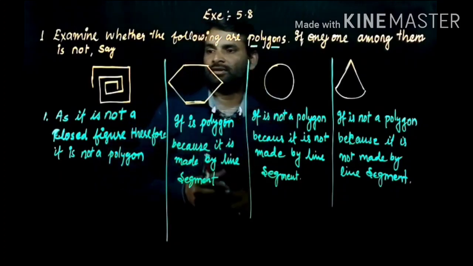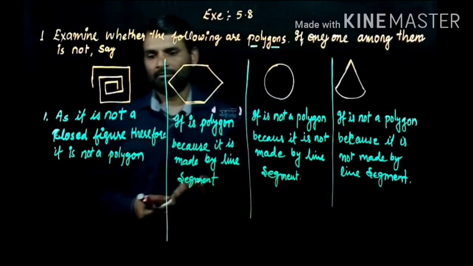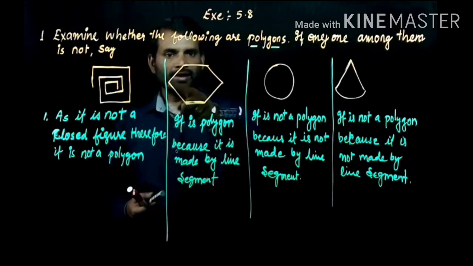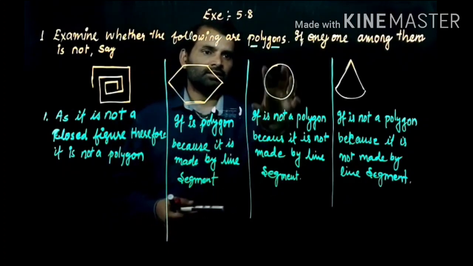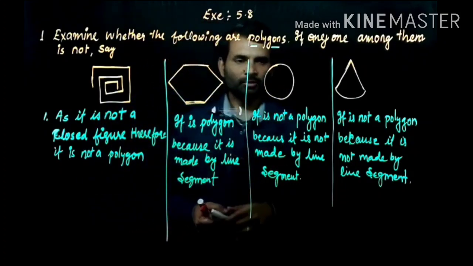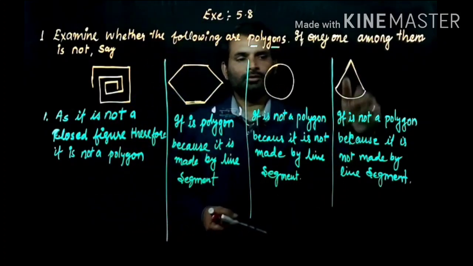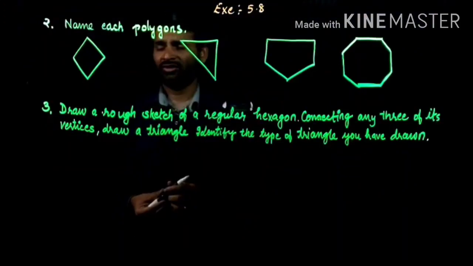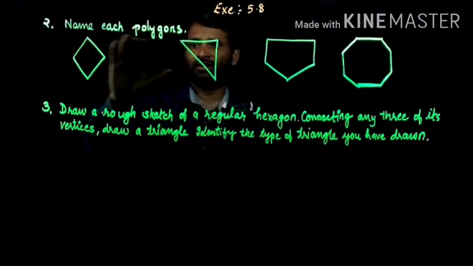To summarize: the first has the starting point and ending point not joined, so it is an open curve and not a polygon. Second is a closed curve made by line segments, it is called a polygon. Third is a closed curve but not made of line segments, so it is not a polygon. And fourth is also a closed curve with two line segments and the downside is a curve, so it is not a polygon.